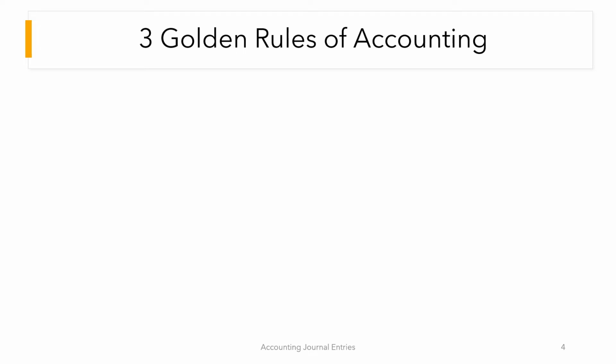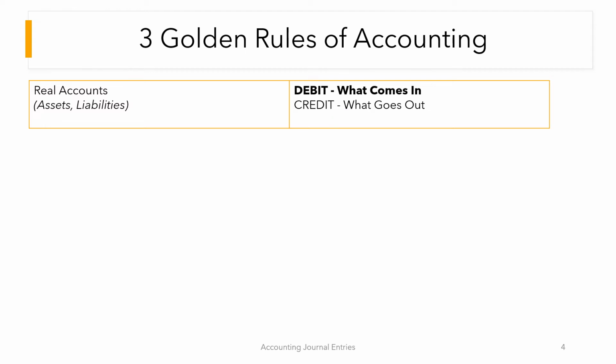So, what are the 3 golden rules of accounting? Let's understand this clearly because this forms the basis of all journal entries. There are different rules for different sets of accounts, and there are 3 different accounts. One is real, second is personal, and third is nominal. So let's look at the rule for a real account. Real accounts are typically your assets and liabilities, and the rule is debit what comes in and credit what goes out.